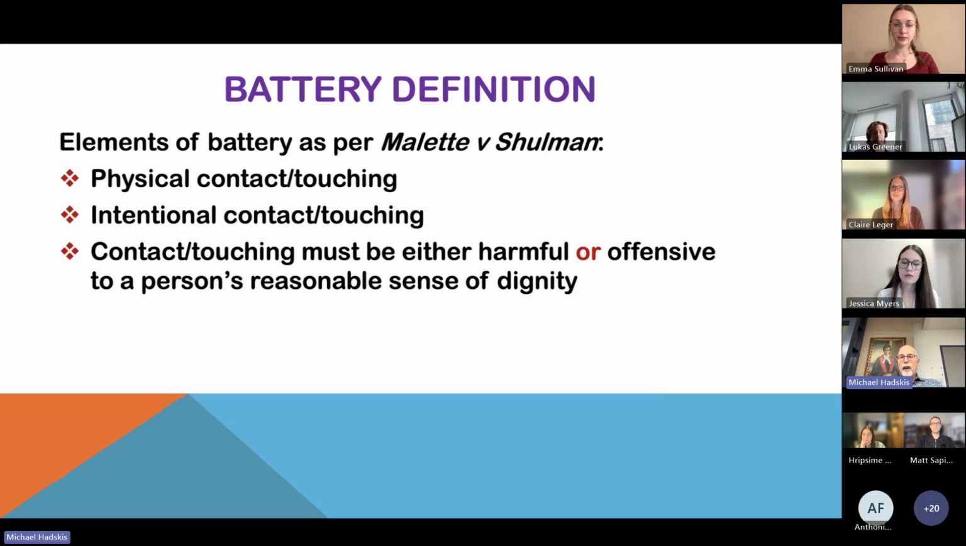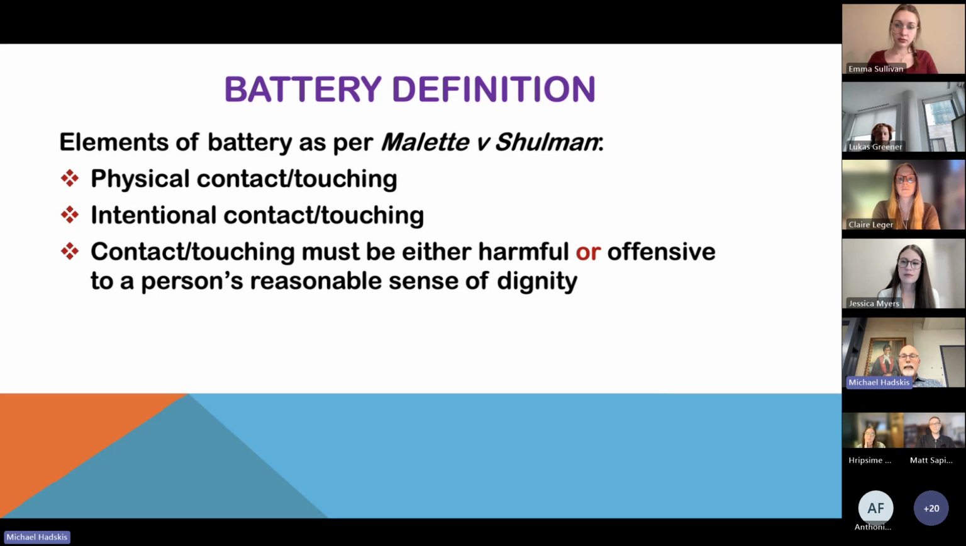Let me deal with harmful. Don't necessarily be focused on harmful being merely physical harm. It can consist of psychological or emotional harm. Often, psychological and emotional harm is more serious than physical harm.